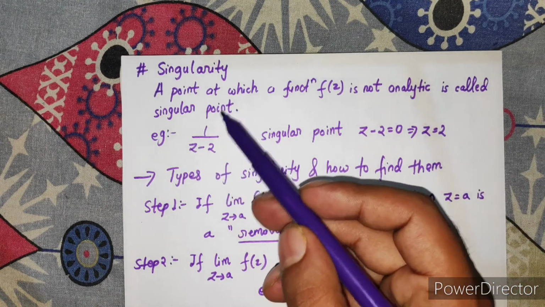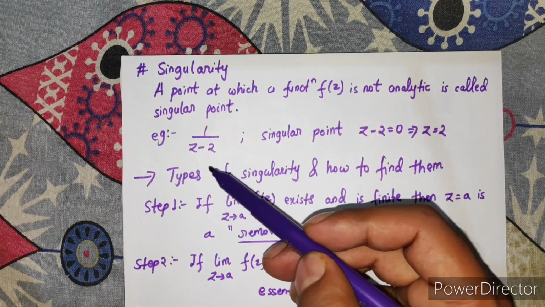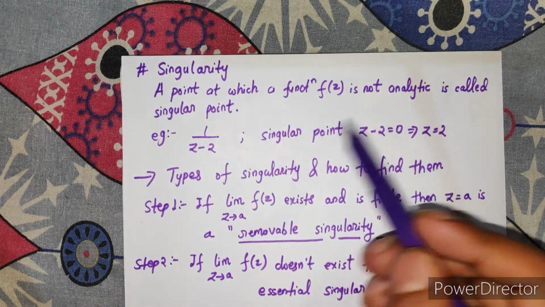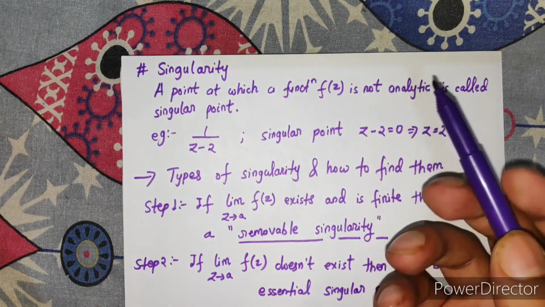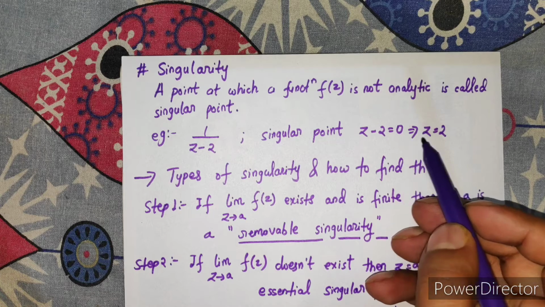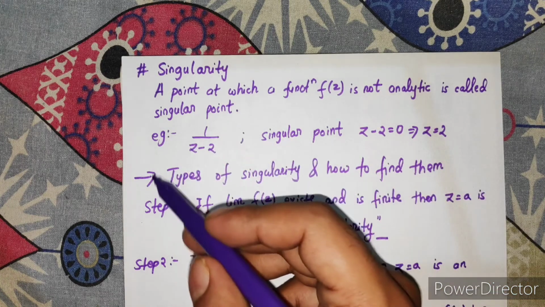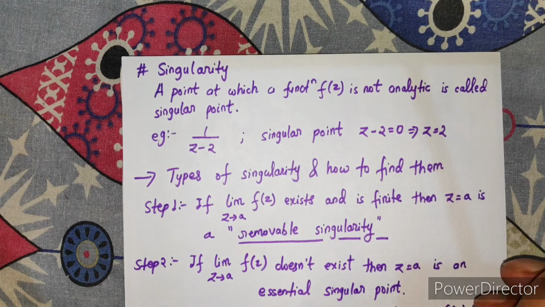Here is an example: 1 by (z minus 2), where z is a complex number. This function is not defined for which point? As we all know, if the denominator is 0, that is an undefined form. 1 by 0 is not a defined form. So if z minus 2 is equal to 0, that is z equal to 2, then the function will not be defined. So that point is called a singular point, right? The question will be asked in such a way that for a given function you have to find the singular points and the type of singularities.